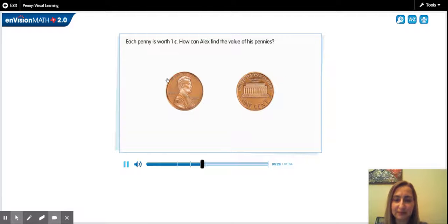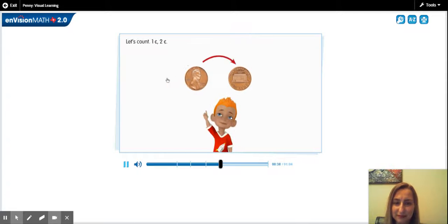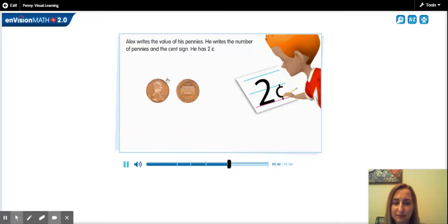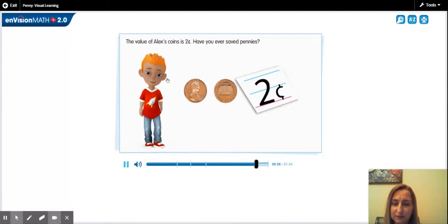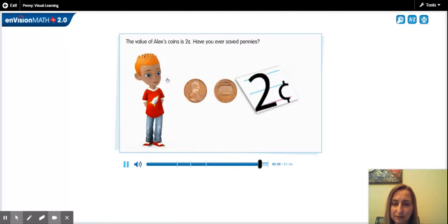How can Alex find the value of his pennies? He can count 1 cent for each penny. Let's count. 1 cent, 2 cents. Alex writes the value of his pennies. He writes the number of pennies and the cent sign. He has 2 cents. The cent sign tells you it is an amount of money. The value of Alex's coins is 2 cents.